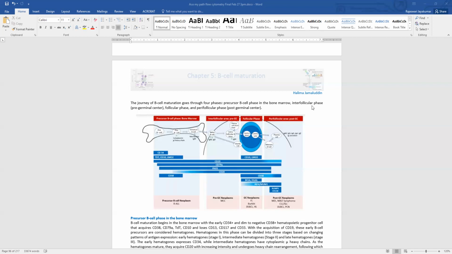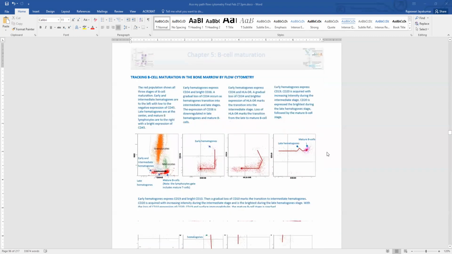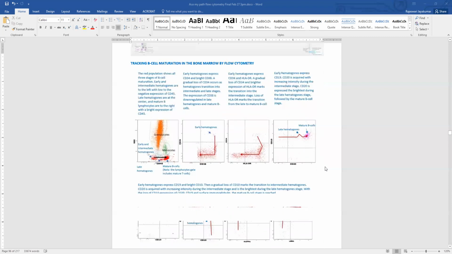And some of these we don't use, but bright CD38 and CD138 can be used to isolate plasma cells in flow cytometry. Now we can actually track the maturation of especially the hematogones in flow cytometry. Hematogones are the early precursors that are increased in the pediatric population, and they are also increased in post-transplant patients or in a regenerative marrow post-chemotherapy. So you will see them in the hematogones gate that is just below the blast gate.